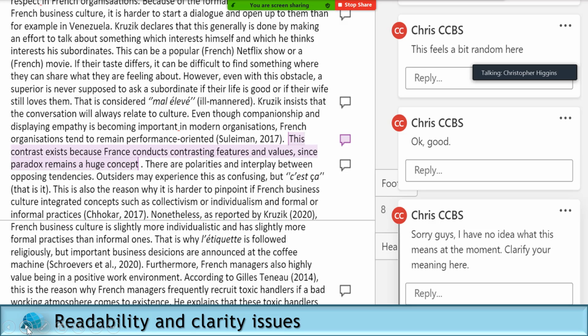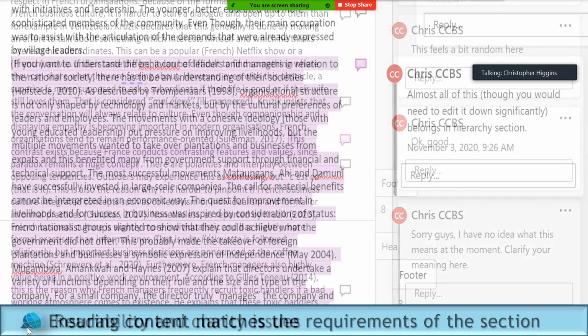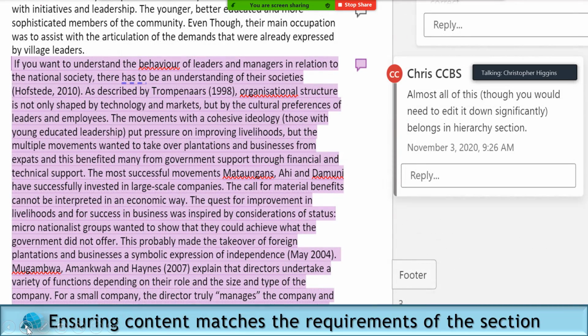Read it out loud. Have someone else read it. And if they go, I have no idea what that means, simplify it, explain. And it probably means it will be better as a result. This is now finally a good example of ensuring content matches the requirements of the section. So this is quite a big section here.